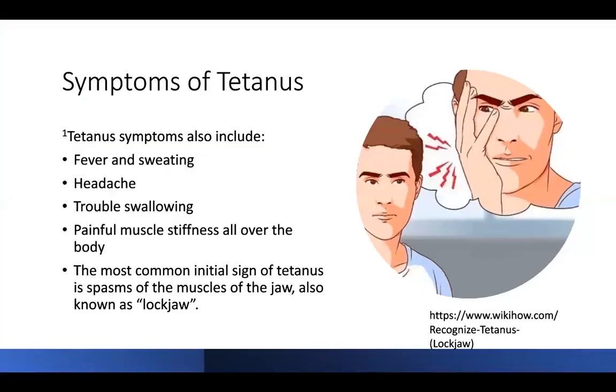Here we have some symptoms of tetanus: fever and sweating, headache, trouble swallowing, painful muscle stiffness all over the body, and the most common initial sign of tetanus is spasms of the muscles of the jaw, also known as lockjaw.